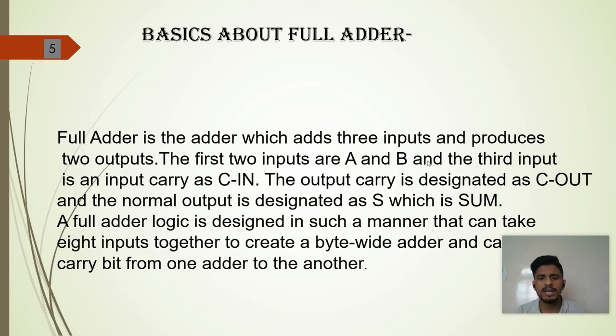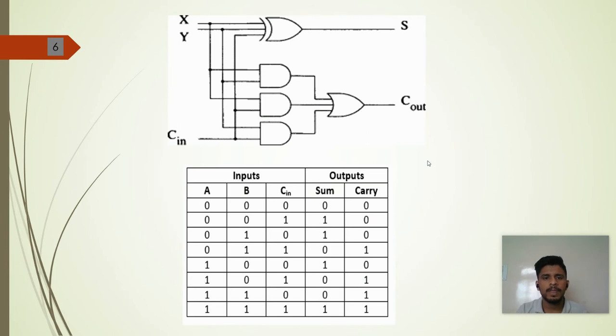A full adder logic is designed in such a manner that it can take eight inputs together to create a byte wider adder. That means we are getting three inputs A, B, and C in. Here we can give different combinations of bits, 1 and 0, so we can get eight types of output. As it follows the principle of 2 raised to power n, and here n equals 3, it follows 2 raised to power 3, which is 8. This is the circuit diagram of the full adder, which shows three inputs x, y, c in and two outputs, sum and carry out, S and C out. The truth table for the full adder is also shown below.